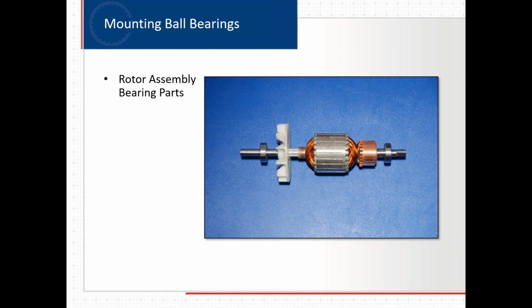For motor rotor assemblies, when you have a bearing pair on each side, the tolerance ring will actually allow the bearing to float to compensate for axial thermal expansion of the shaft. I'll talk more about that a little bit later in the presentation.